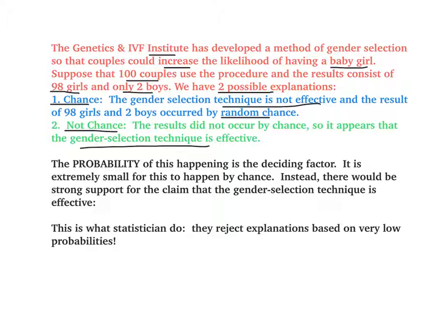Now, the probability of this happening is the deciding factor. It's extremely small for that to happen by chance. I mean, what are the chances of 100 kids being born, 98 are girls? It's very small. So instead, there'd be a lot of support for the claim that the gender selection technique is effective. So that's what we do in stats: we reject the chance argument and say, okay, the chance of that happening is so small that it must be true that the gender technique is effective. That's where we're going with all this. So we're going to learn how to do probability now so that later we can make statements like that.